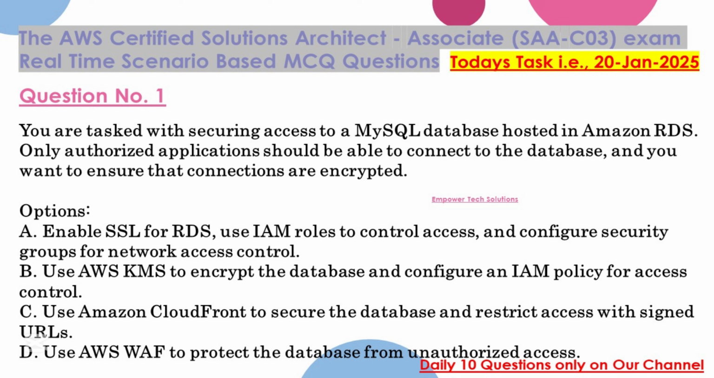B. Use AWS KMS to encrypt the database and configure an IAM policy for access control. C. Use Amazon CloudFront to secure the database and restrict access with signed URLs. D. Use AWS WAF to protect the database from unauthorized access.